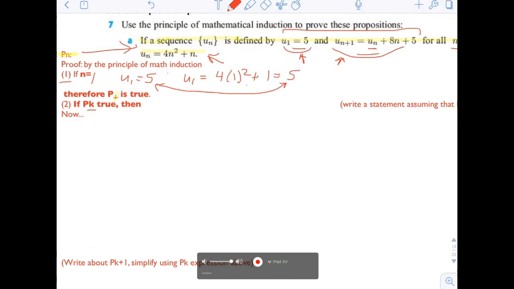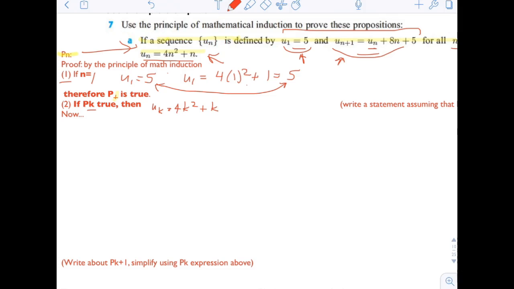So in the step case, instead of u subscript n equals 4n squared plus n, we're going to put u subscript k is equal to 4k squared plus k. Okay, and so we know that's true, or we assume that's true. And now let's take the k plus 1th case. Let's write down that u subscript k plus 1 is equal to, and we're going to take the left side of it, which is this. So u subscript k plus 1 is equal to u subscript k plus 8k plus 5, right?